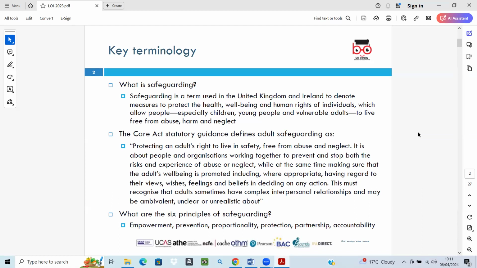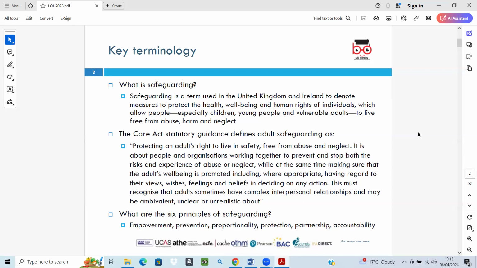For partnership, we can say that it is working with other agencies, professionals, and individuals themselves to ensure an effective approach to safeguarding. This recognizes that safeguarding is a shared responsibility. Like again, everyone is involved in that.